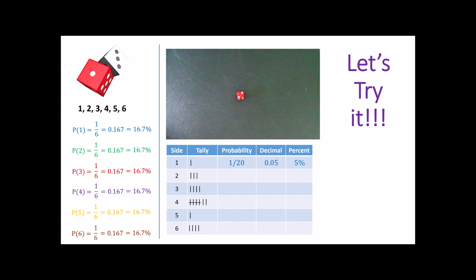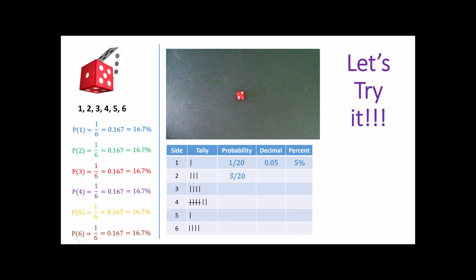So you can see in my rolls, I rolled 1 1, 3 2s, 4 3s, 7 4s, 1 5, and 4 6s. In other words, my rolling gave me 1 1 out of 20 rolls. Or as a decimal, that came out as 0.05, or as a percent, 5%. And so I went through and calculated that for each side.